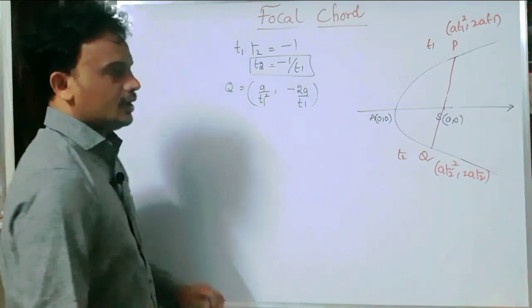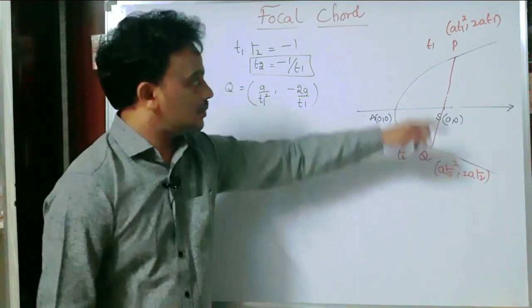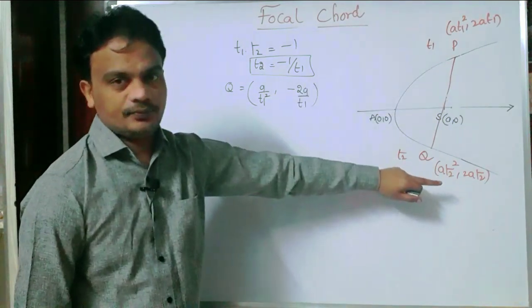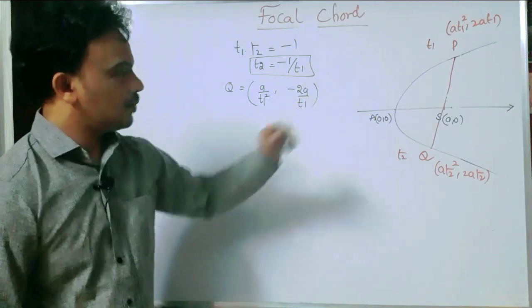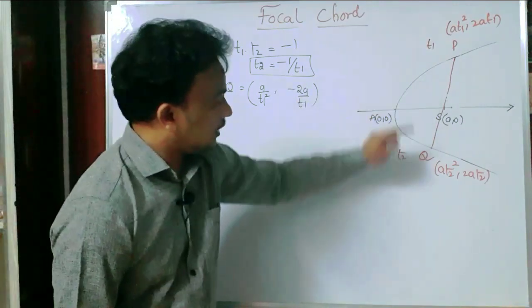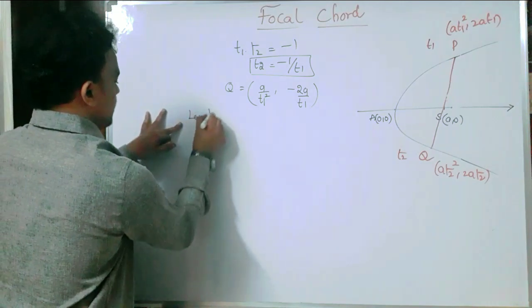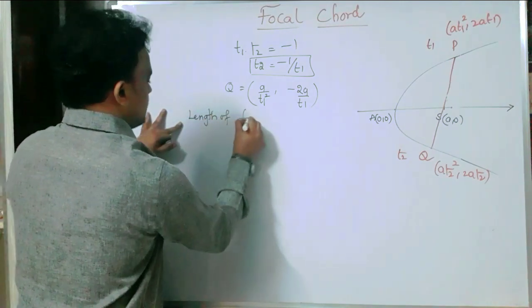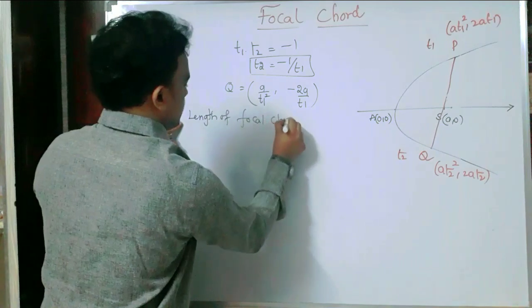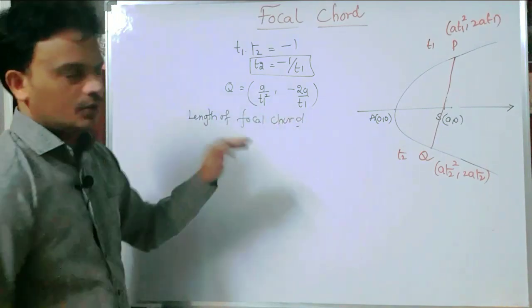Okay, the second point also in terms of T1. Now what I am going to find is the length of the focal chord. What is the length of PQ? I am going to find this one. What is the length of the focal chord? Let us see.